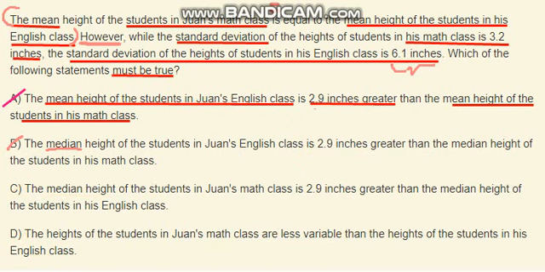So for example, if you have a data set like 1, 2, 3, 4, 5, whatever the mean is here, actually let's calculate: 1 plus 2 is 3, 3 plus 3 is 6, 6 plus 4 is 10, 10 plus 5 is 15. So the mean of this is 3. And you can see that things are not too far away. They're one away from here.